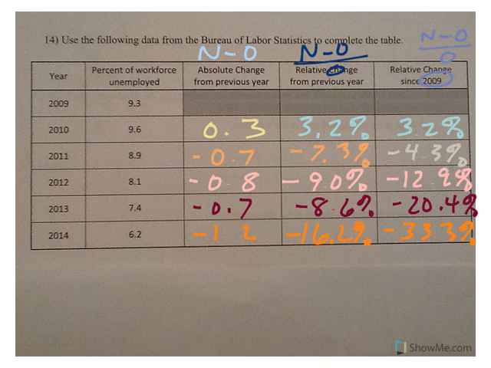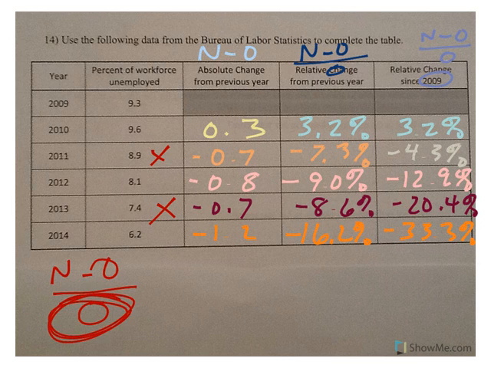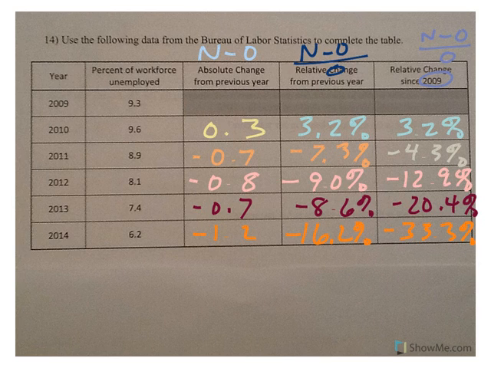All right, so check your problems. One thing I want to point out, here in 2011 and 2013, they have the same absolute change, but you'll notice the relative change is different. And recall that relative change has the division, the new minus old divided by old. So because in 2013 and 2011 we're dividing by a different number, that's why the relative change is different, even though the absolute change is the same. So don't be fooled by that.